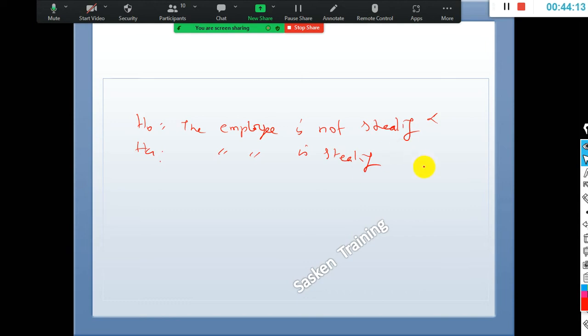P is less than alpha, right? Here you are getting p greater than alpha. If the p is less than alpha, what will you do? All of you please type it in the chat window. Please, you are not concentrating here. That is the problem, okay? P is less than alpha, what are we going to do? Please type it in the chat window.